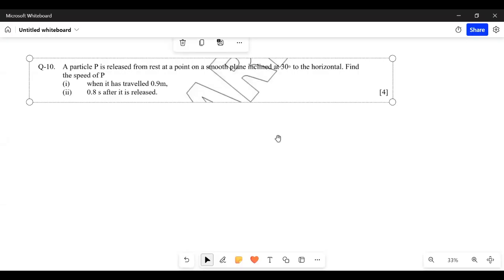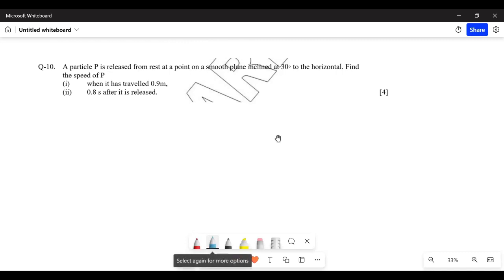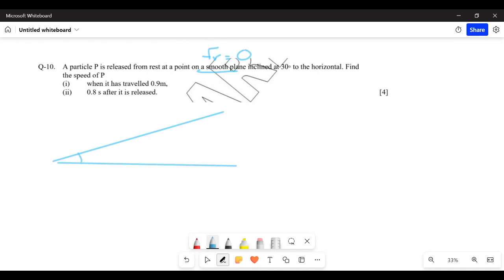Number 10 of the worksheet, Forces on Inclined Plane. A particle P is released from rest at a point on a smooth plane inclined at 30 degrees. Smooth plane means that there is no friction. So we have an inclined plane with angle 30 degrees.